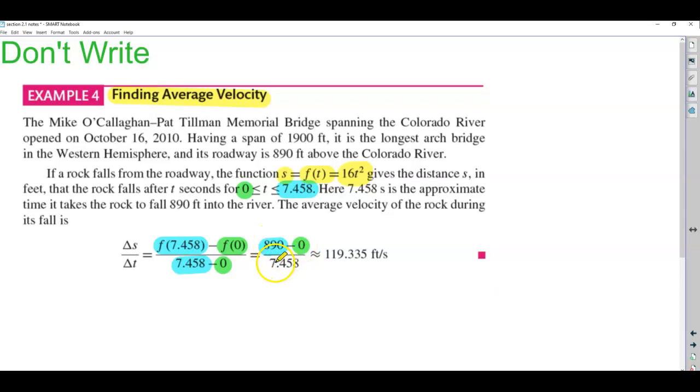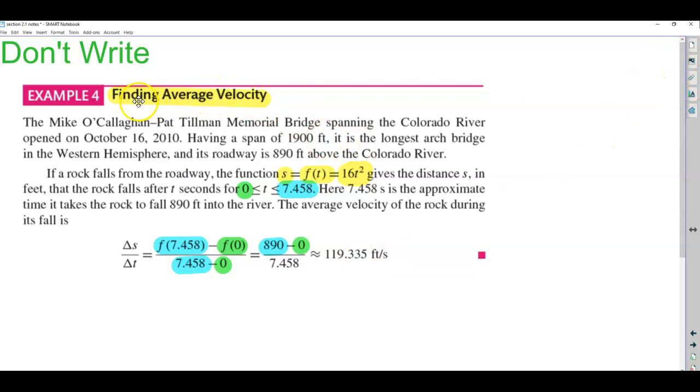Look at change in y's over change in x's. That gives me my average velocity. And look at the units. It's feet per second. It's moving at this rate over the average course from these almost 7.5 seconds. The average speed is 119.335 feet per second. Quick little note, notice when they round, anytime you have a decimal, you want to round to at least 3 decimals. And we'll talk more about that.